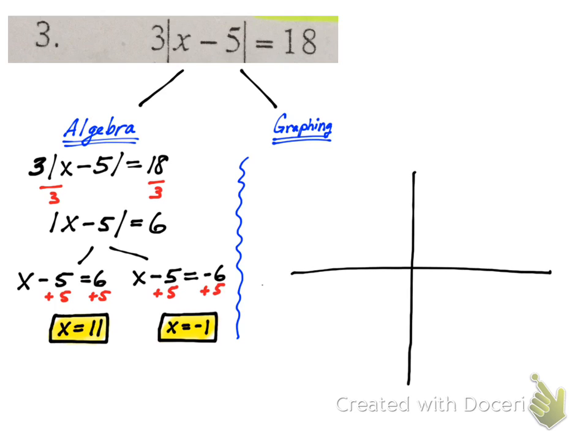You could graph the left side, which is an absolute value graph that shifts 5 units to the right and is a little bit more stretched, or skinnier. And the graph looks like this. If you graph the right side, it's 18 for your y2 equals, and then graph that. The 2 graphs will cross at 2 coordinates. The 2 coordinates happen to be negative 1, 18, and positive 11, 18.